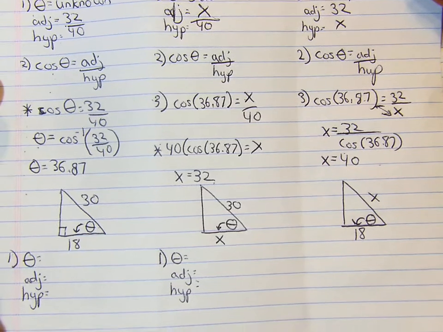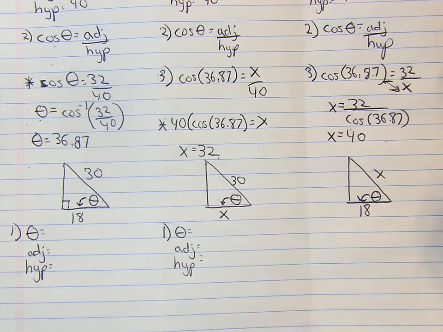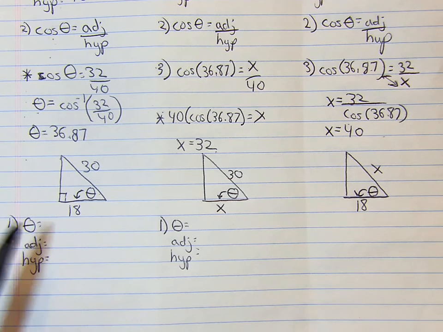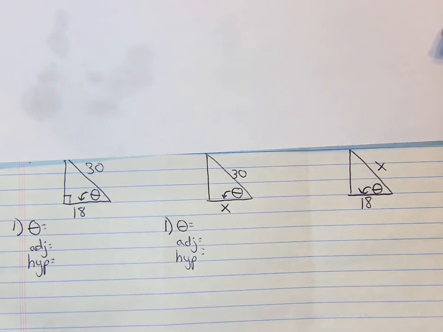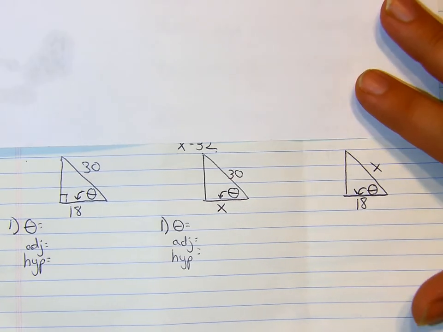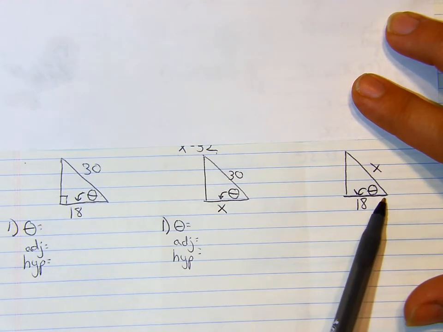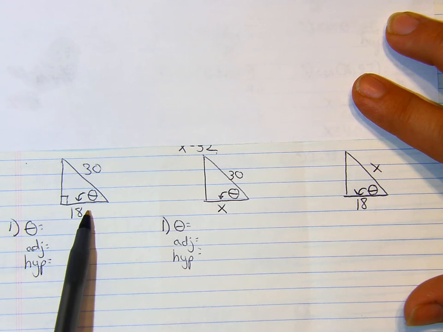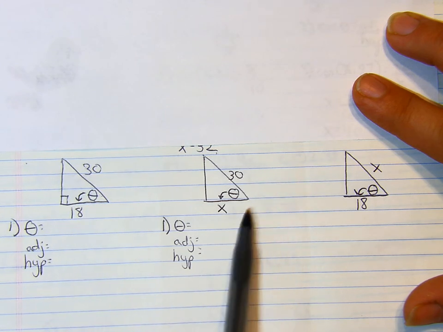So here are the next 3 problems that I want you to pause the video and try to do on your own. They're going to be exactly the same process. Even though the angle is down here, the theta is down here, it doesn't matter. The question is, what do you know? What do you have?